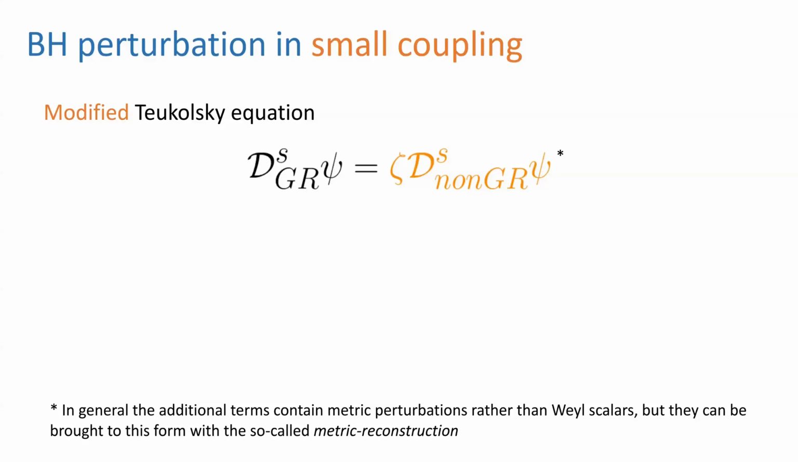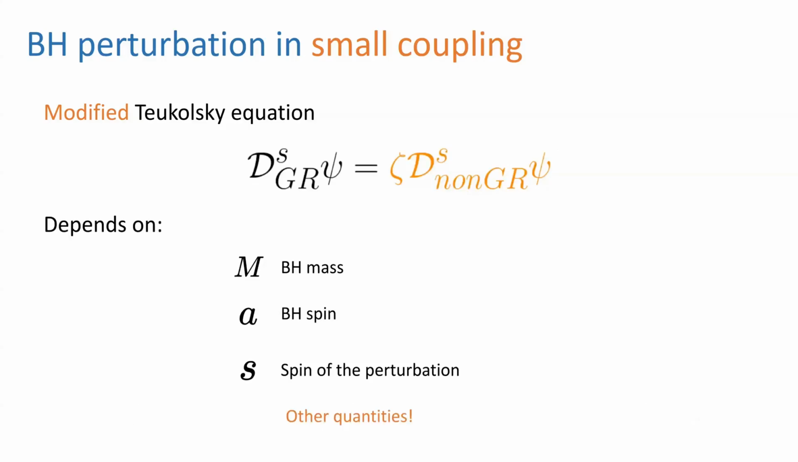But this is the main limitation to this formalism, and is the reason why it's highly non-trivial to go at higher order in the coupling, because at higher order in the coupling you would need to do metric reconstruction, but including non-GR terms, and this nobody knows how to do. So we said before that the Teukolsky equation depends on just the black hole mass and black hole spin, and of course the spin of the perturbation, so like tensor perturbations. But now, because of the new term, there will be other quantities. So the Noether theorem is broken.